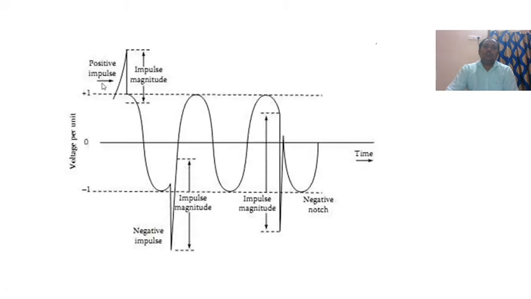So this is the impulse magnitude. Please observe this waveform. This is a negative impulse, a sudden change at a particular time, not over the entire wave, only at a particular time. So this is a positive impulse magnitude. This is a negative impulse magnitude. Please observe carefully: negative impulse magnitude, positive impulse magnitude.